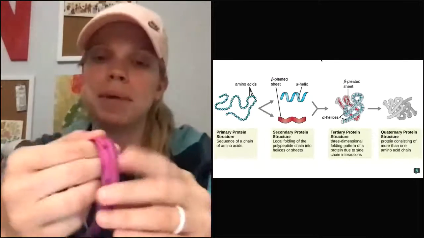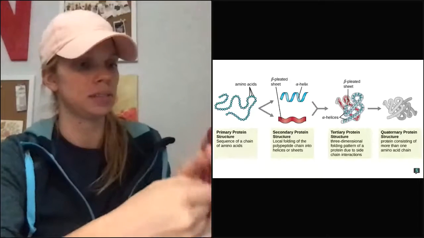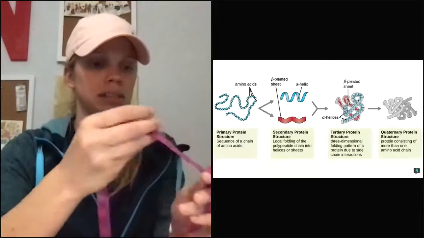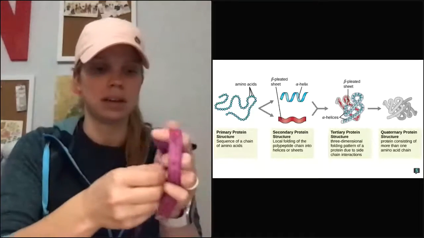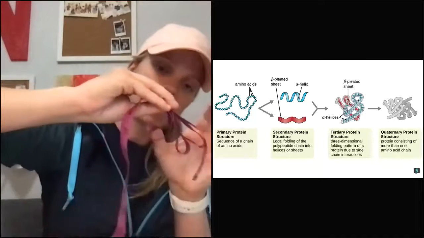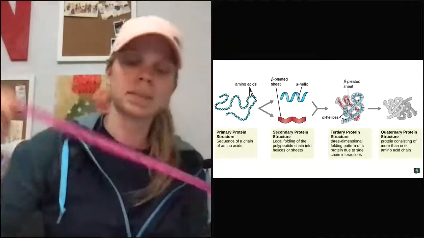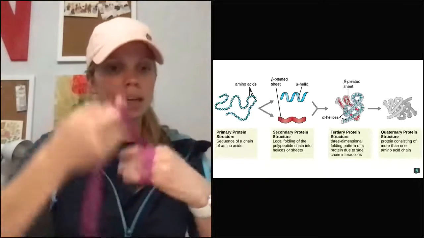So it can either be a beta pleated sheet, which is kind of like, let's see if I can do this facing you guys. Like if I was to pleat this kind of like an accordion, and that would be because there are certain bonds in the R groups that are making it bend a certain way. Now, on the other hand, there can be different bonds that make it, instead of pleating, coil.